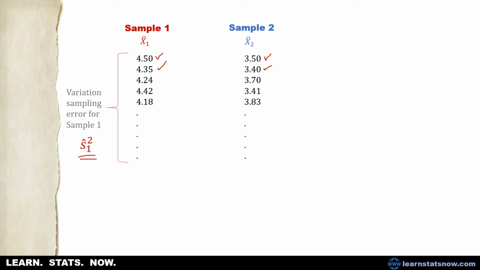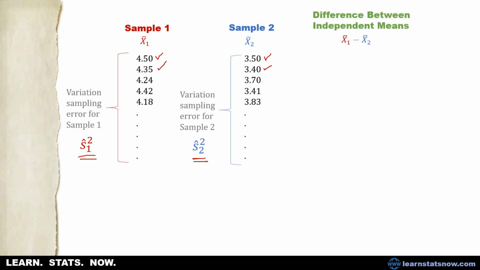Same thing for sample 2. We have estimates of the population variance for sample 2, right? And so all these values are going to be different each time we run the experiment. We don't expect them to be the same. Now, what that also implies is that there will be a difference between the means, and we get that difference by simply subtracting the mean for sample 2 from the mean for sample 1. So we might just subtract 3.50 from 4.50. We would subtract 3.40 from 4.35, or we would subtract 3.70 from 4.24. So we're going to get a difference when we do that.